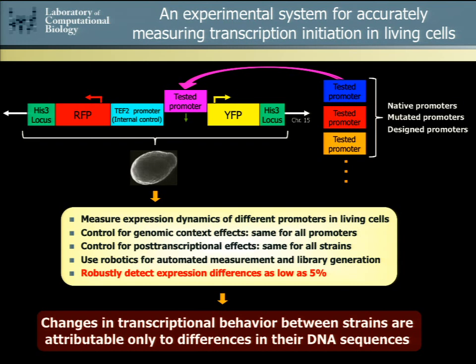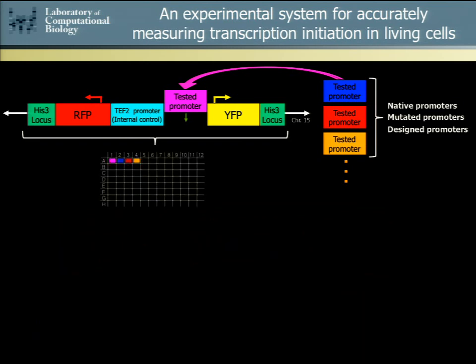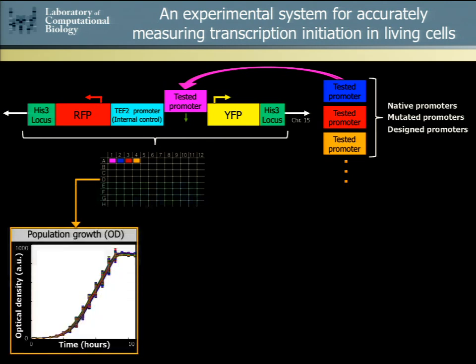So once we generate these libraries of promoters, we then measure them in 96 well plates, inserting a different strain with different promoters to every well, and then tracking the growth, RFP, and YFP of these populations, starting from a small number of cells in different growth conditions. So here's one library of 96 promoters. Here are different growth curves.